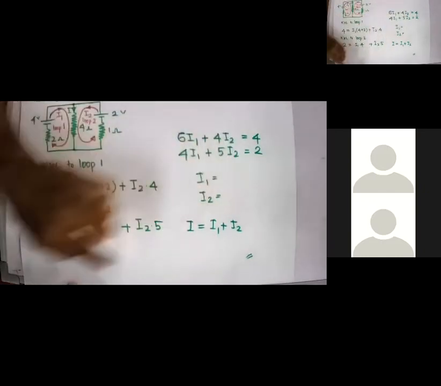Tell me what is I1 and I2. If you have a calculator or something else, it's a simple simultaneous equation, right? Someone of you?